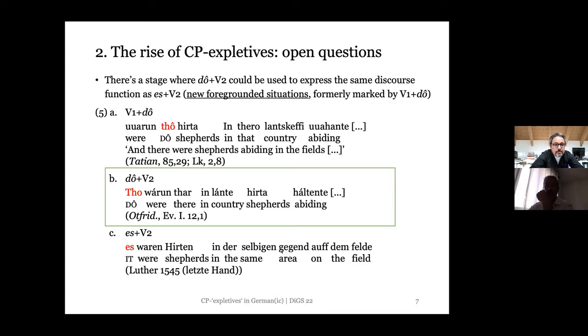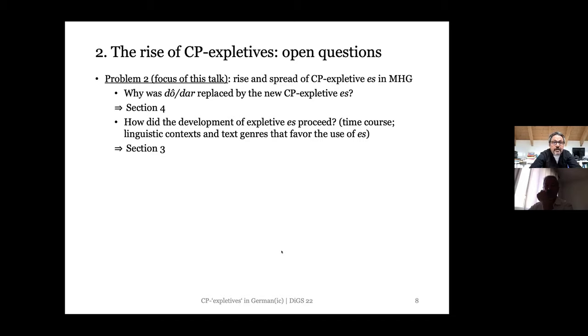But then, of course, a second problem pops up, namely, if we assume that do acted as a CP expletive, we might ask why do was later on replaced by the new kid on the block, namely the CP expletive S. And this is at the center of today's talk, actually. So we will address the why question in section 4. And right now we will take a closer look at the early stages of this development in Middle High German, focusing on the time course of this change and the contexts that favor the expletive use of S.